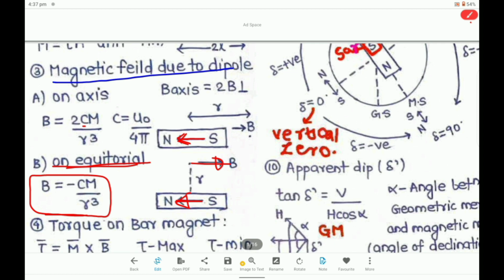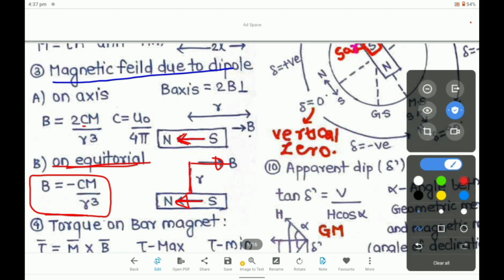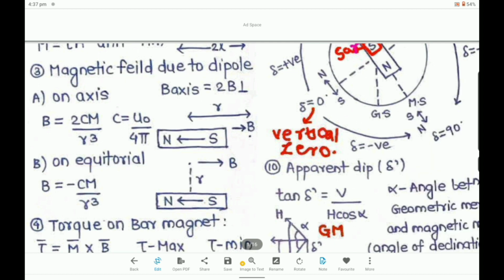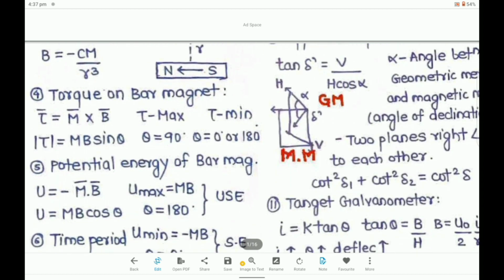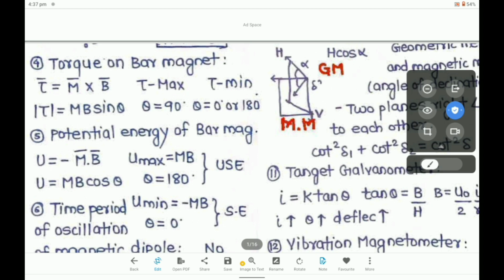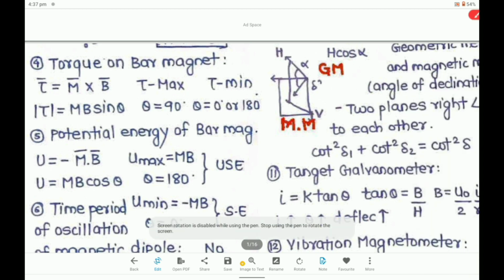Now torque. Next point is about torque. Torque on a bar magnet is very simple, which is m cross b, and when we solve the cross product, it is equal to mb sin theta. Now torque is maximum when theta is 90 degree, and torque is minimum when theta is equal to 0 degree or 180 degree.